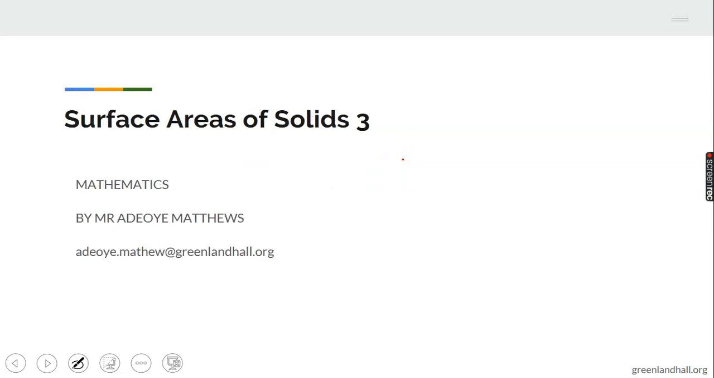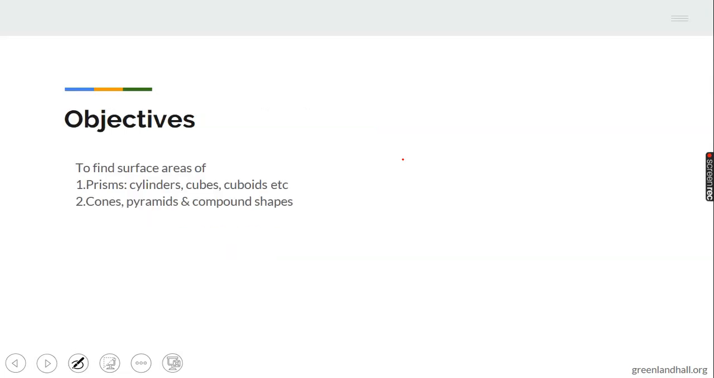Now I move on to the concluding part of this: surface areas of solids. That's all those solids we have done. We have to look for that of the prism, cylinder, cube, cuboid, cone, pyramid, and compound shape.